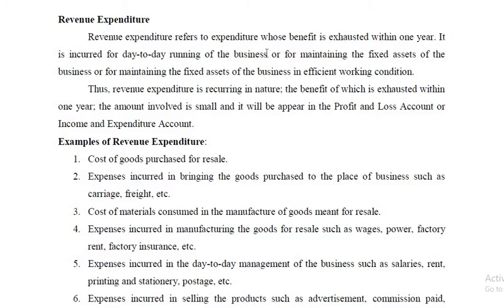Thus, revenue expenditure is expenditure which is recurring in nature. It happens very often. As I have told you, rent, for example, every month you have to pay, or at least once in 3 months, or at least yearly. It's not enough if you pay the rent once and use it forever, not possible. So it is recurring in nature, the benefit of which is exhausted within 1 year. The amount involved is small and it will appear in the profit and loss account in the case of a trading concern, or in the income and expenditure account in the case of non-trading concerns.